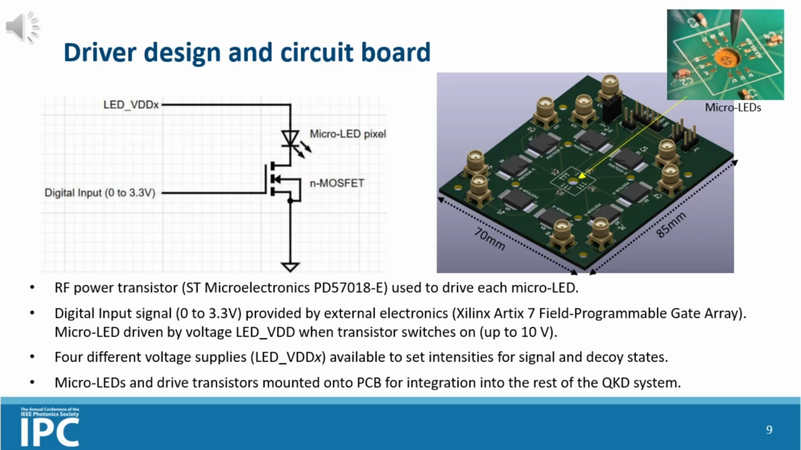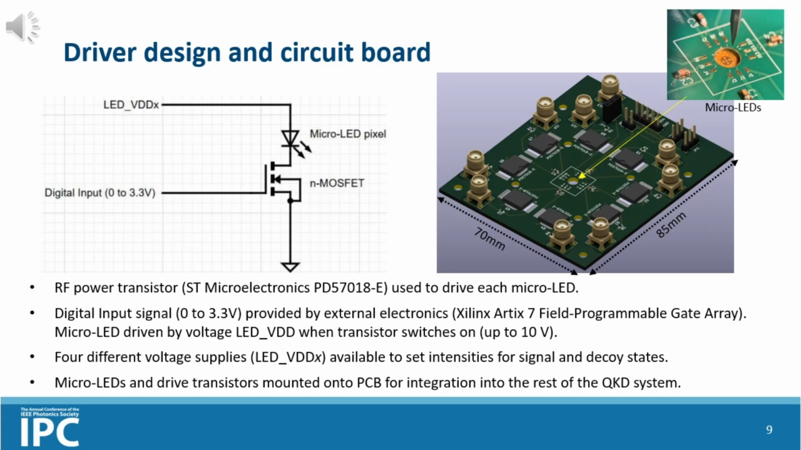So as I mentioned on the previous slide, we need a relatively high forward voltage to drive the micro-LEDs up to about 10 volts. However, we want to be able to interface them with the standard electronic signals that you would find on an onboard computer that you might have on a CubeSat, for example. So in order to interface between these two, we use transistors. The LED's anode is connected to a high voltage up to 10 volts, which is LED VDD in that diagram. The cathode's connected to the transistor, and then the transistors are switched on and off by a standard digital input signal of 0 to 3.3 volts.